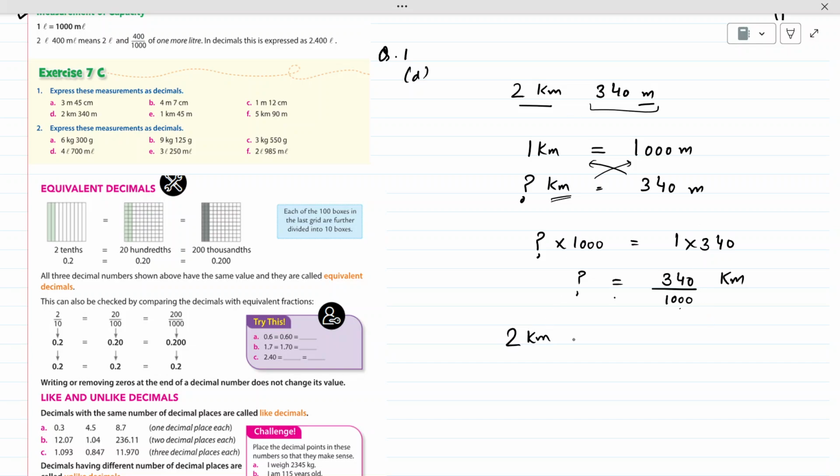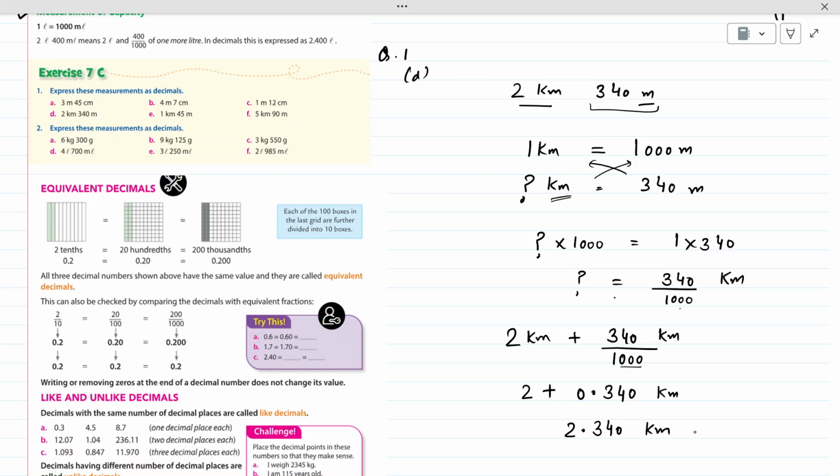2 kilometers plus 340 divided by 1000 kilometers. This is 2 plus 340 by 1000, which is 0.340. Because we have 3 zeros, we are putting the decimal after 3 places starting from the right. We don't have anything in the whole part here, so we put 0 point this. This complete unit is in kilometers, and when we add, this will become 2.340 kilometers.